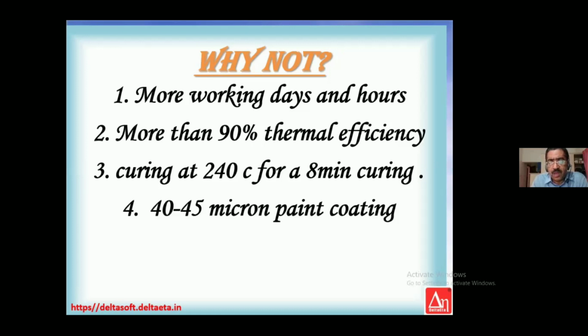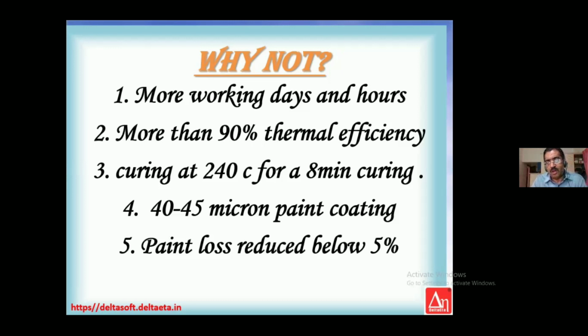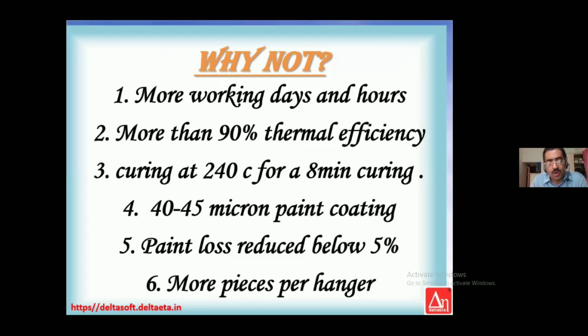Coating thickness, instead of 40 to 50 microns, make it 40 to 45 microns. When you have this much money, you can go for a super efficient system with less losses and more directed guns, so that you easily get a 40 to 45 micron paint coating. Paint loss, now we are talking about 5%, go below 5%. And of course, there can be more pieces per hanger if there is room, or you can add some small pieces to the hanger so that in addition to your main piece, you can also get some smaller pieces done.